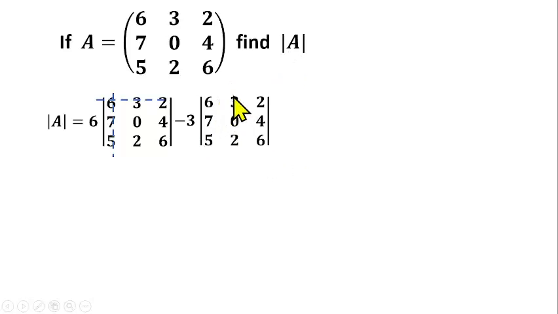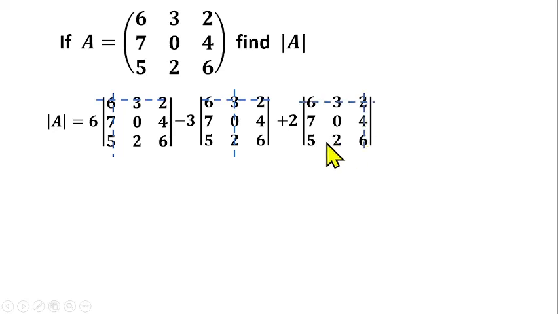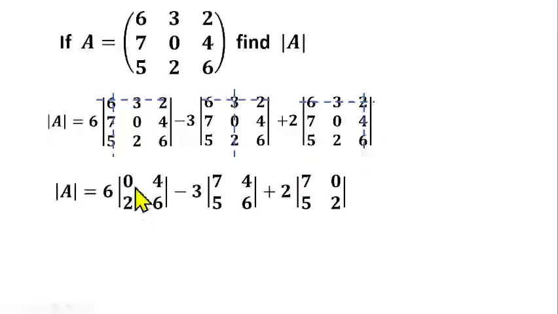So you need to reduce this also to a 2 by 2 matrix, because this 3 belongs to the first row, second column. So you close the first row, second column. So you have 7, 4, 5, and 6 left. That's what you have left. Then the sign for 2 is positive. So you have plus 2. The element is in the first row, third column, so close the first row, third column. So you have 7, 0, 5, 2. If I write this out, you'll be having 6 times the determinant of 0, 4, 2, 6, minus 3 times the determinant of 7, 4, 5, 6, plus 2 times the determinant of 7, 0, 5 and 2.